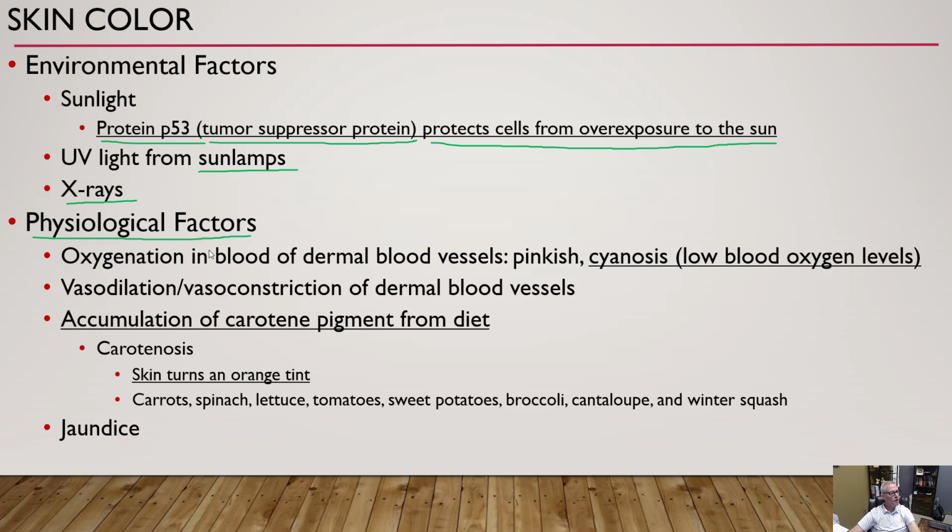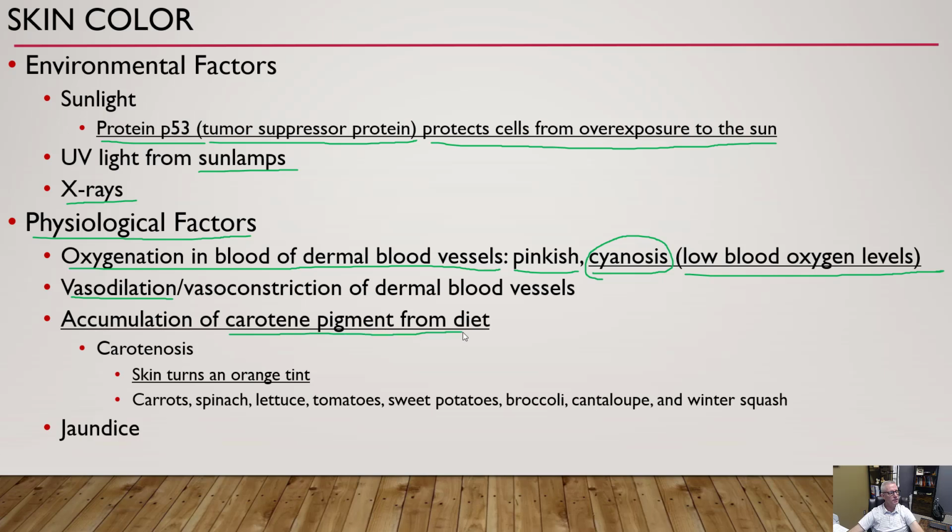Physiological factors, oxygenation of the blood. You could appear pink if you have great oxygen. You could appear blue, it's called cyanosis, if you have low oxygen. You could appear gray if you have low blood oxygen levels. Vasodilation, your blood vessels get bigger. Vasoconstriction, your blood vessels tighten up. That would affect your skin color.